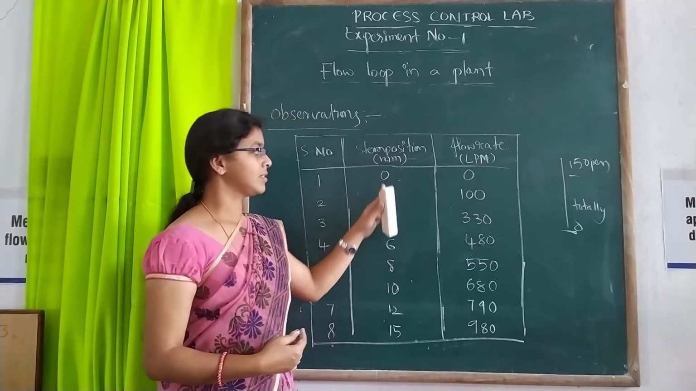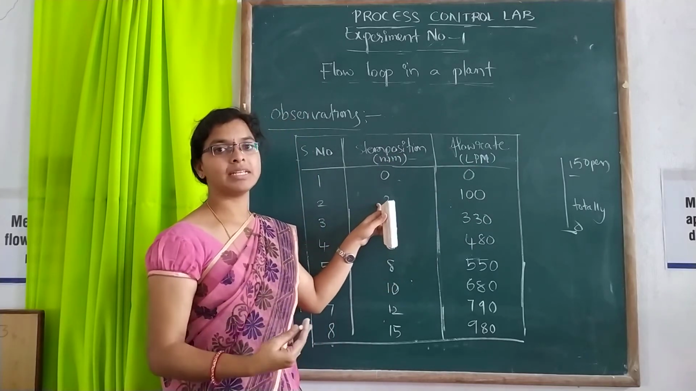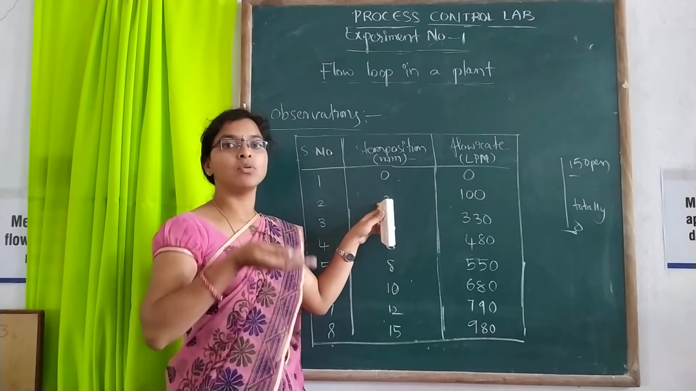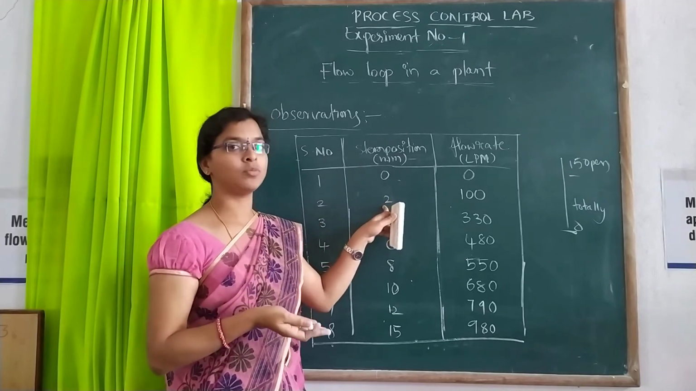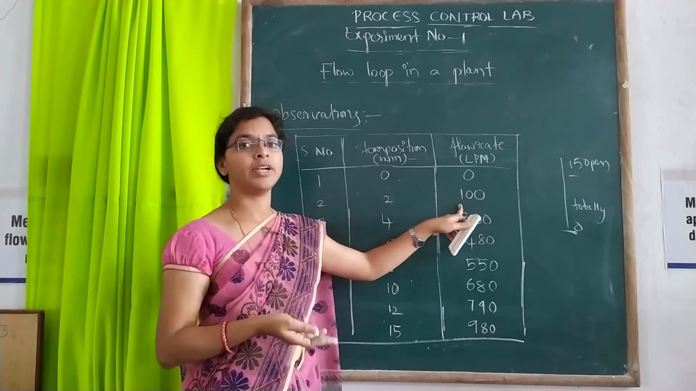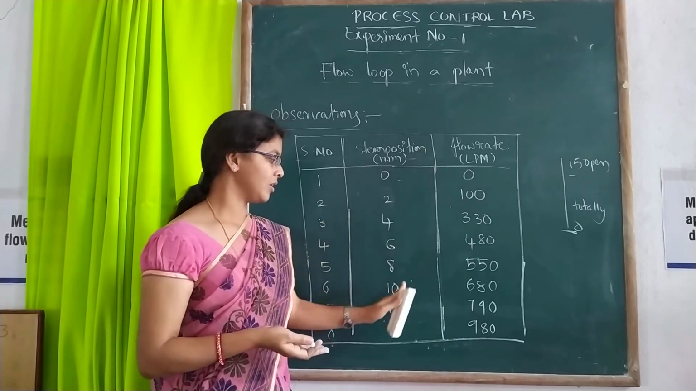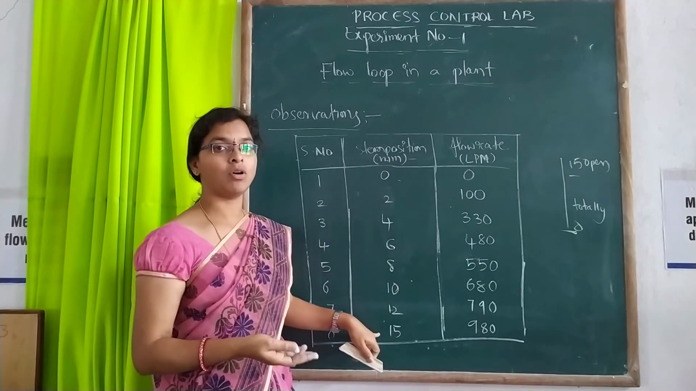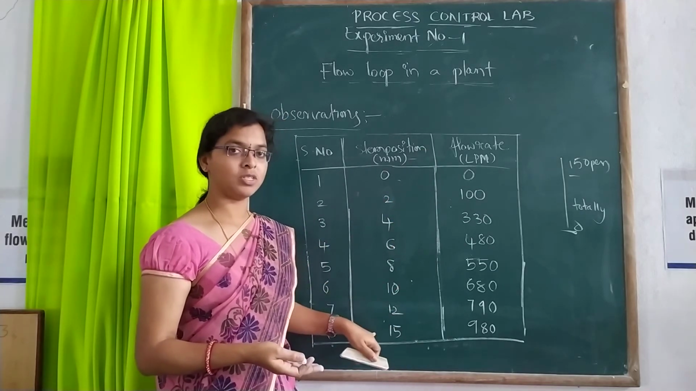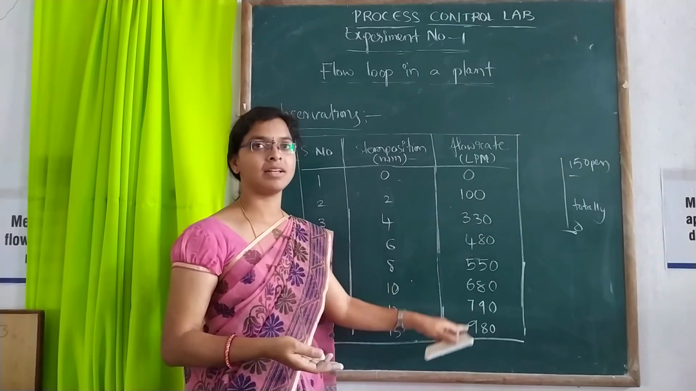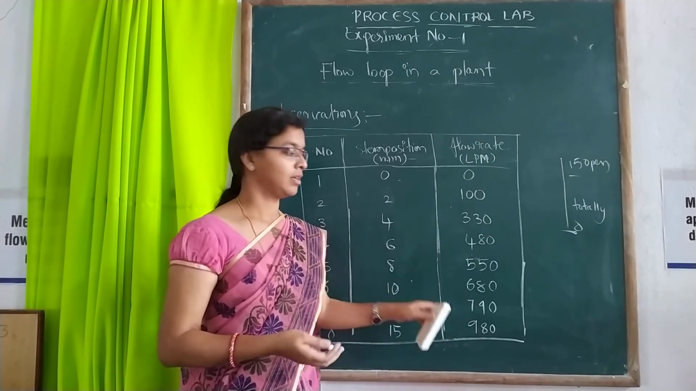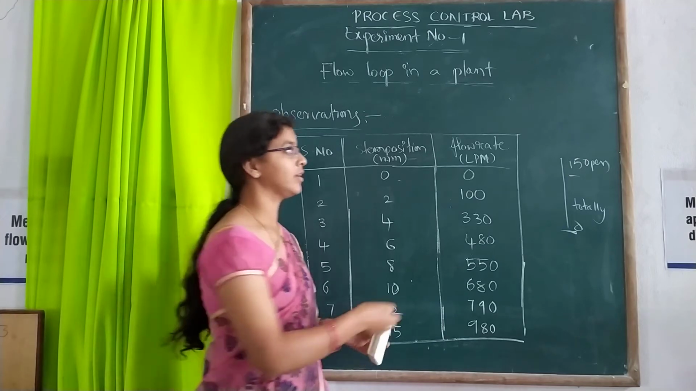Whenever you increase the input current, the stem will move upward. Whenever it is at position 2, we get a minimum flow rate of 100. Likewise, whenever the valve is totally open, at the 15th position, the flow rate rises. We are going to get 980.